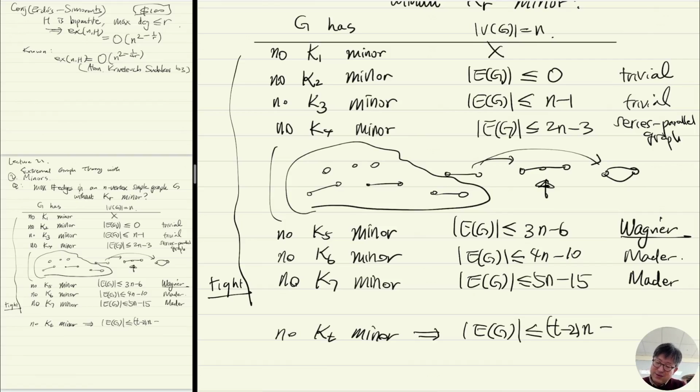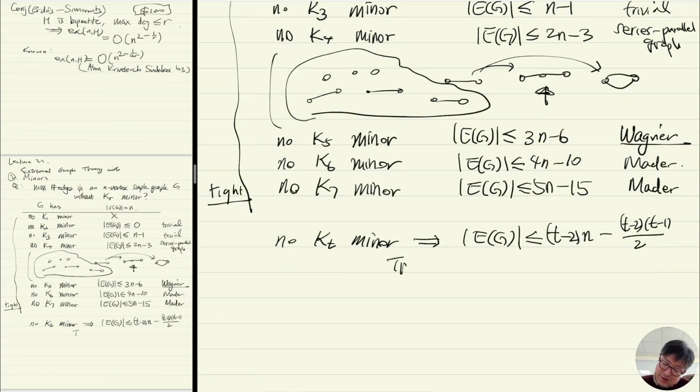So what's the guess? Right. I'm adding 1 up to t minus 1, up to t minus 2. Right? So is it going to be something like this? Maybe. And this is true for t at least 7. Okay.